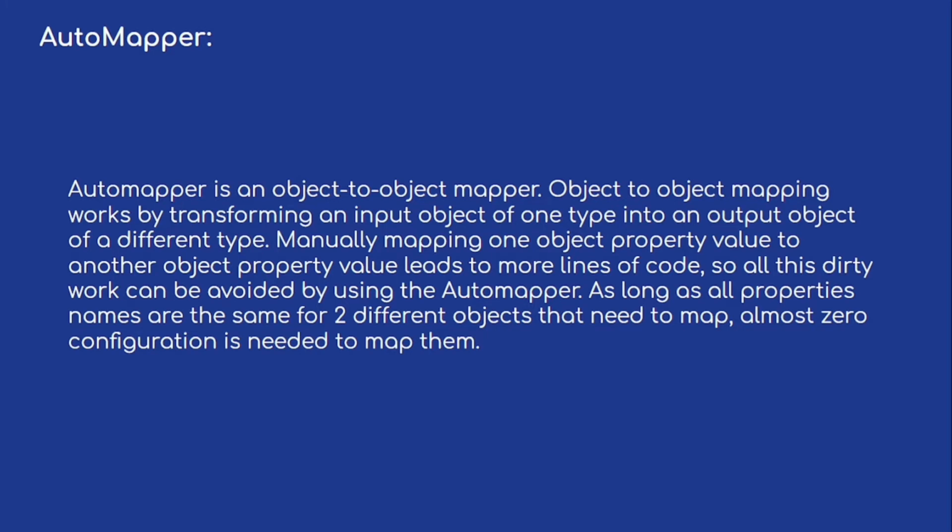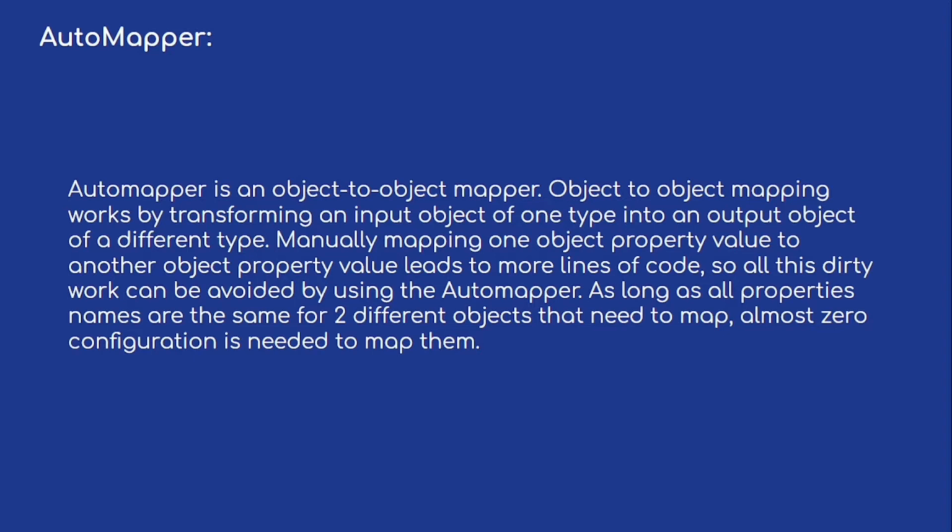So what is AutoMapper? AutoMapper is an object to object mapper. Object to object mapping works by transforming an input object of one type into an output object of another type. Nothing but copying the data from one object to another object, like a source object to a destination object.